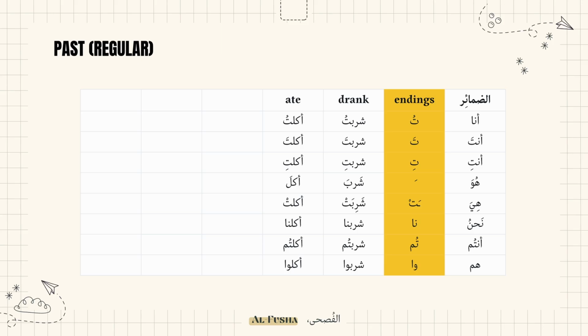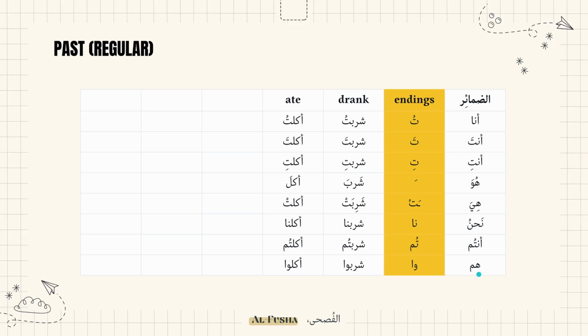Huwa akala. For hiya, you add at to it. So you add just ta with sukun, which makes it akalat. Shariba, sharibat. Akala, akalat. Then for nahnu, it takes na. So it becomes akalna. Antum, it follows like the rhyme, like anta and anti, and antum as well. So it takes tom. So akaltum. Antum ends with tom. So the verb as well takes tom in the end and becomes akaltum.